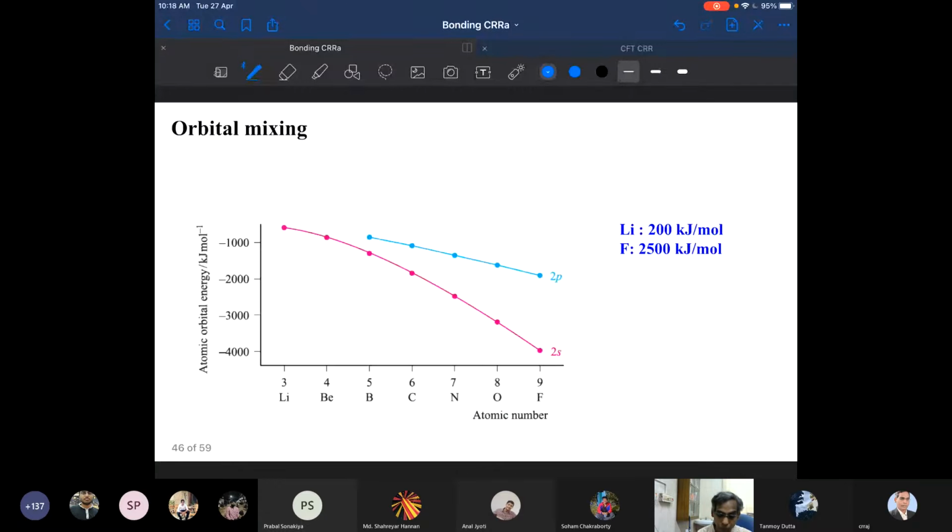Now, look here. What I have plotted here is atomic number, for the first row diatomics. And here I have atomic orbital energy in kilojoules per mole. So this is for the 2s orbital, and the blue one is for the 2p orbital.